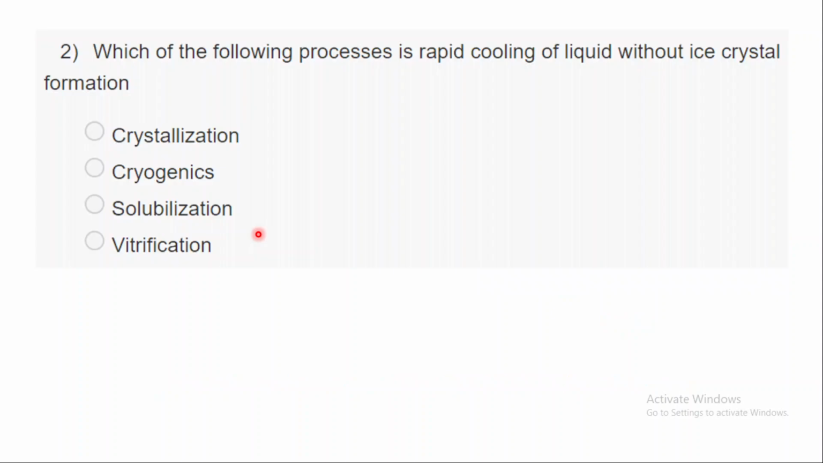So the second question, which of the following process is rapid cooling of liquid without ice crystal formation? So this is a definitive question. This was taken up in the lecture week 6. If you try to remember, a process of rapid cooling of a liquid without ice formation. Option A, crystallization. Option B, cryogenics. Option C, solubilization. Option D, vitrification.